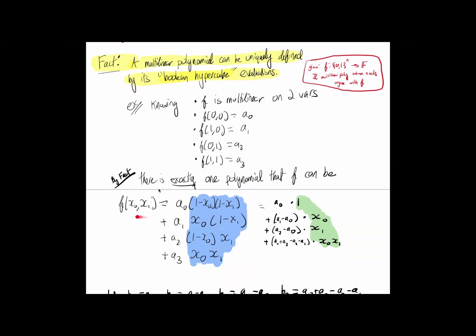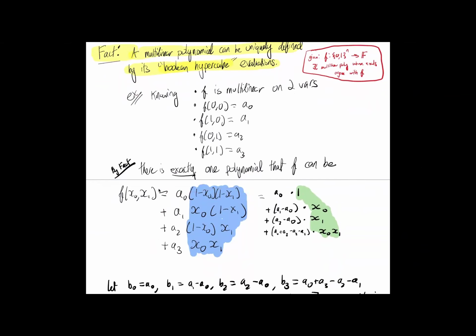If I say f of x0, x1 has to be equal to something, I can do this Lagrange interpolation trick, which maybe you haven't seen before. What I'm doing is I will say that f is equal to this whole expression. Now, what is the meaning of this expression? Think about what happens if x0 and x1 are both equal to 0. Then this factor here will be equal to 1. This factor will be 0 because x0 is 0. This factor will be 0 because x1 is 0. This factor will be 0 because x0 and x1 are both 0.